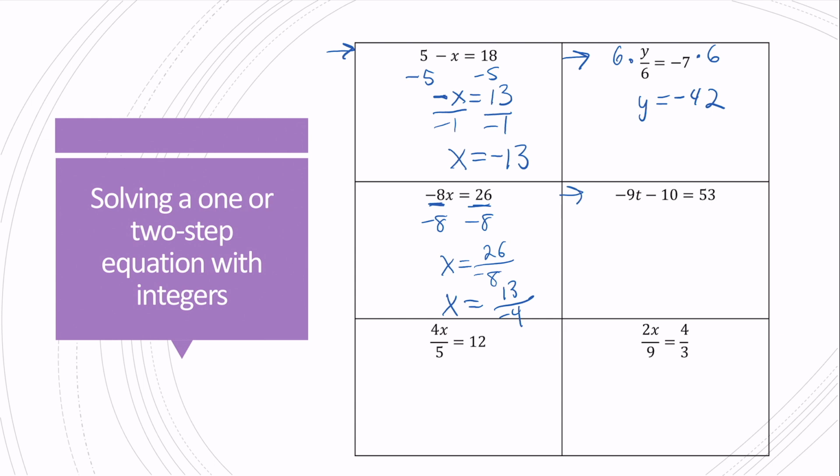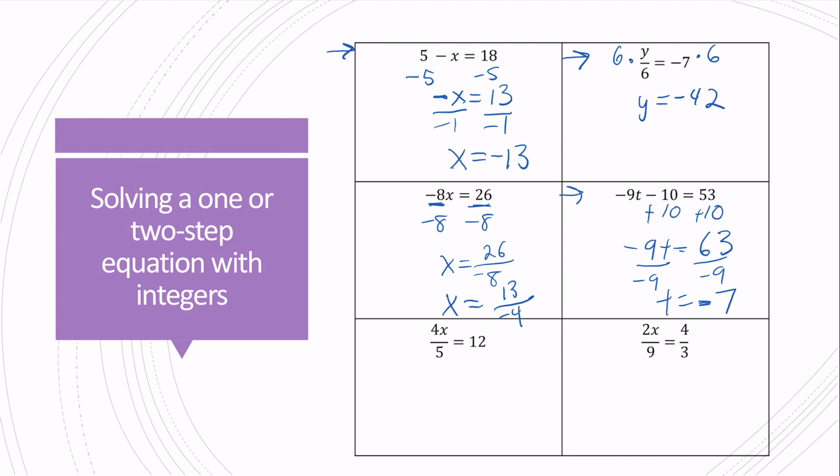For our fourth example, I have negative 9t minus 10 equals 53. I don't typically love using t as a variable because it looks like a plus sign, but they may do that in some of your homework. So I have negative 9t equals a positive 63. I divide both sides by negative 9. I get t equals negative 7. We have to be precise about that. It's going to be negative 7.